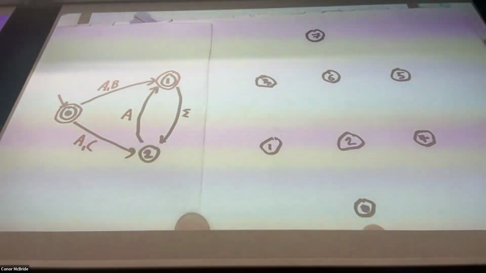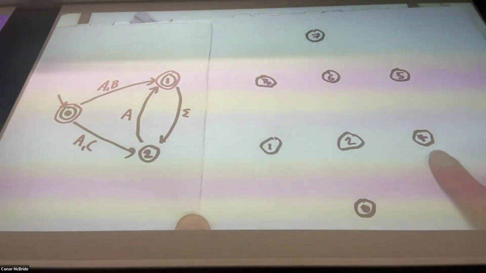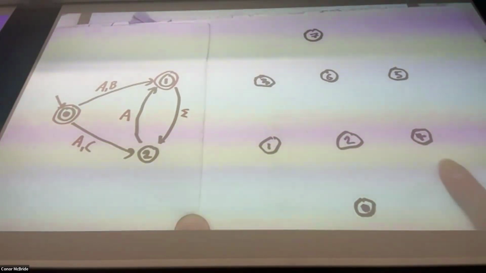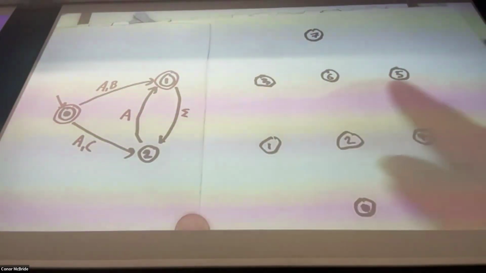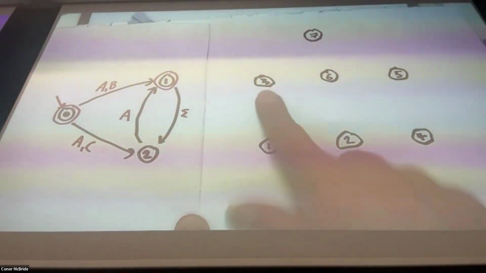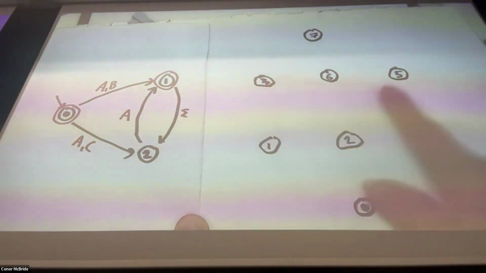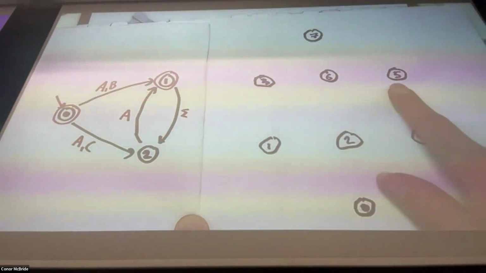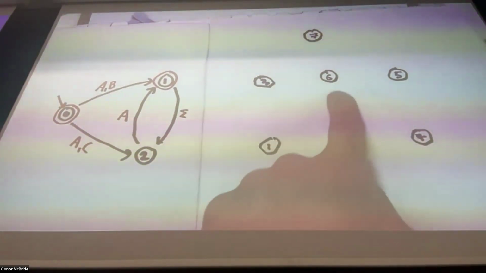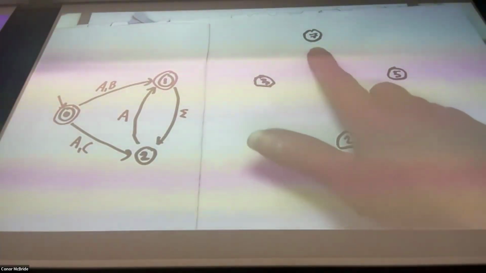This is the empty set. These are the sets with just one state: 0, 1, 2, that is 2 to the 0, 2 to the 1, 2 to the 2. These ones contain exactly 2 states. So that's 0 and 1, that's 0 and 2, and this is 1 and 2. And then this is all 3 of them.